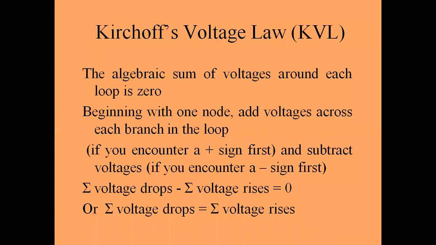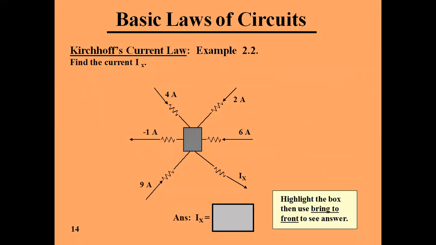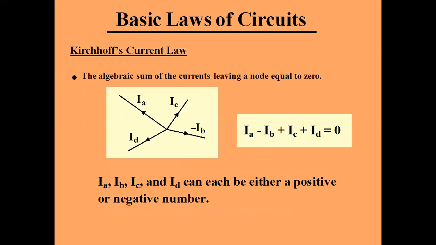Kirchhoff has stated two different laws: Kirchhoff's current law and Kirchhoff's voltage law. So what is Kirchhoff's current law? The algebraic sum of the currents leaving a node is equal to 0. Whatever incoming currents are there are considered as negative. Now here all are outgoing currents, so the algebraic sum of the currents leaving a node is equal to 0.